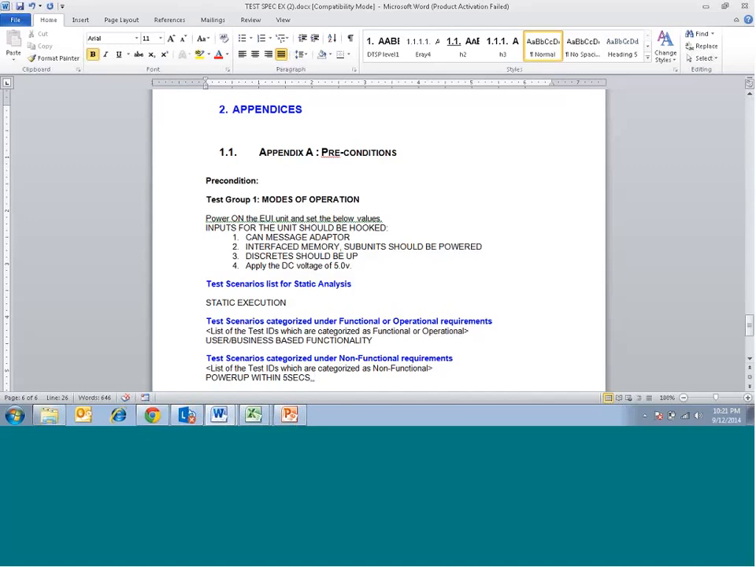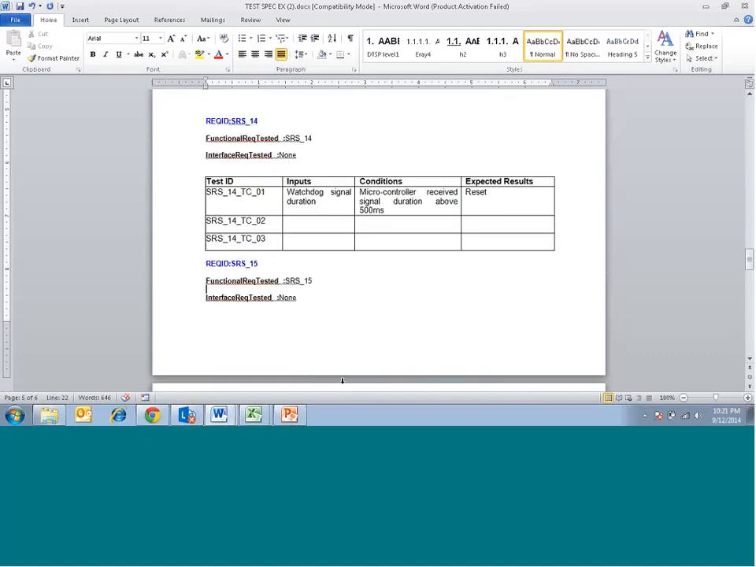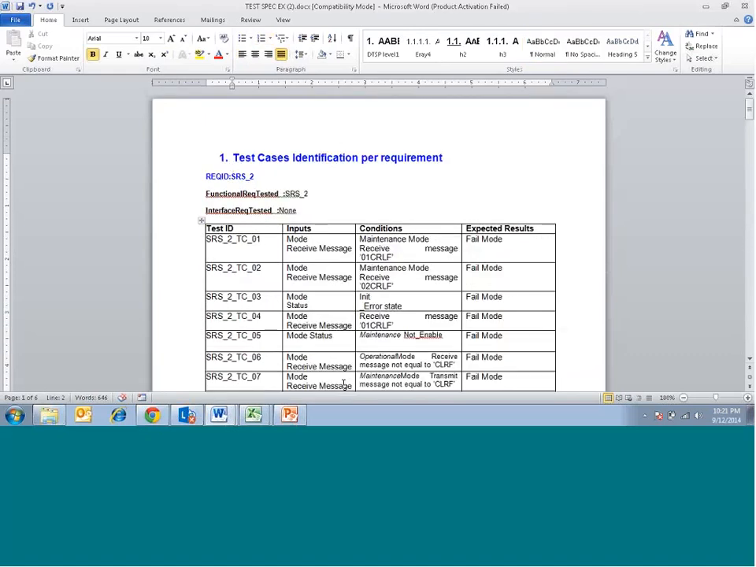So likewise, we are going to have the appendices updated for the test case document. That's one section that we have. And the first section we have seen is test case identification per each requirement. So this is what we are going to do. So for example, we'll study a few requirements and a few test cases per se.